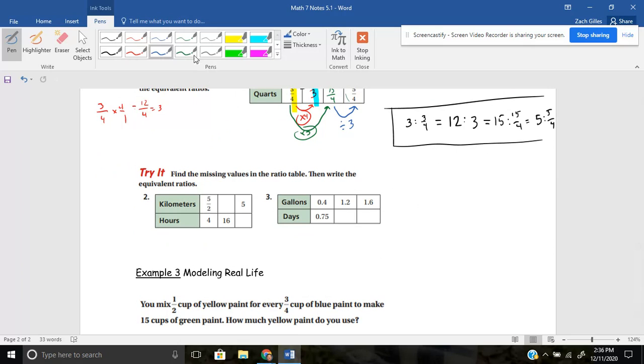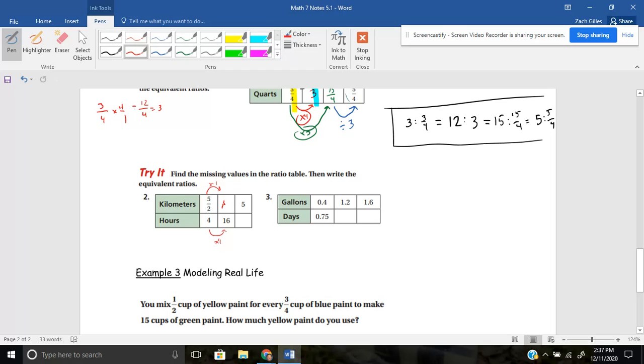All right, let's check and see if you did them right. How do you go from 4 to 16? Well, you multiply by 4. So you multiply by 4 up here. And that would give you 5. 5 halves times 4 would give you 10.